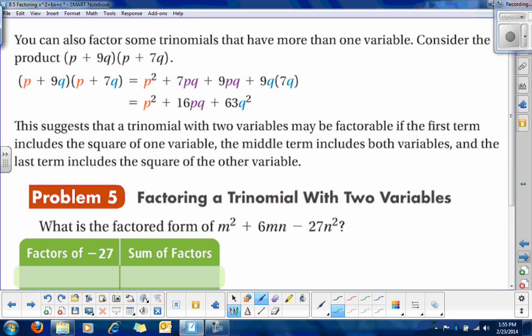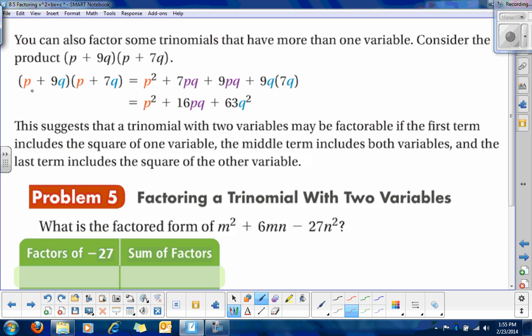Now problem 5 is throwing in a wrench here. You can also factor some trinomials that have more than one variable. Consider the following product here. We have p plus 9q times a quantity p plus 7q. Okay? When we look at foiling here, there's my first term, p times p. That gives me p squared.